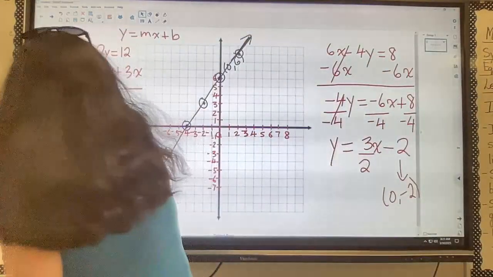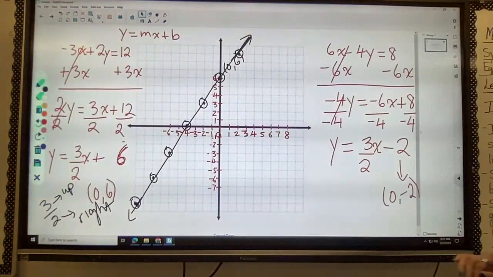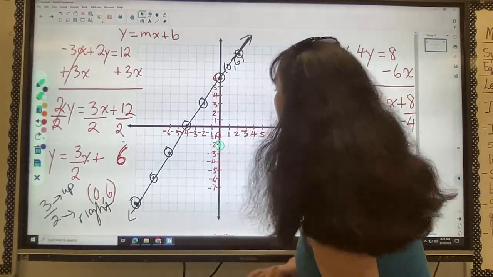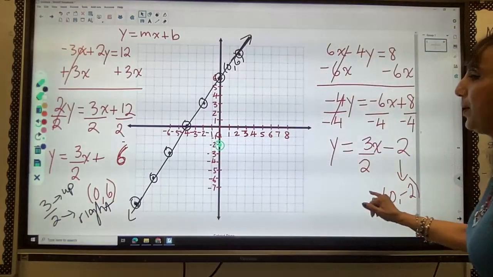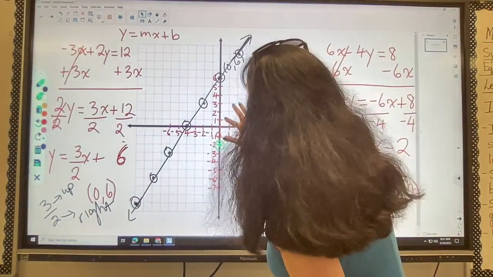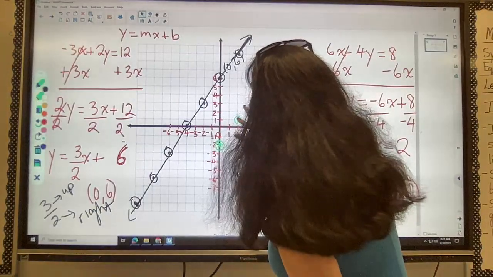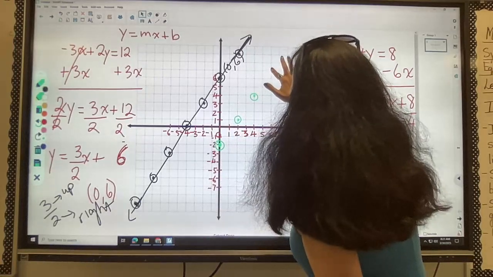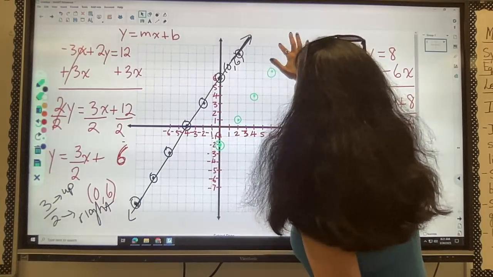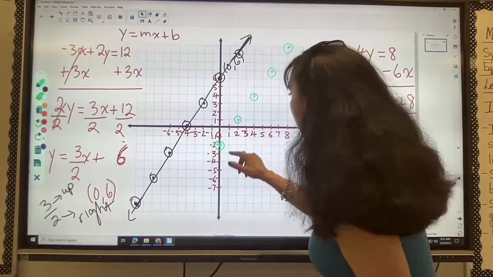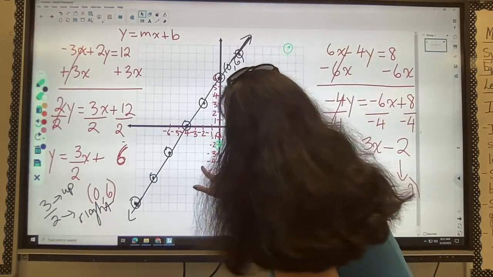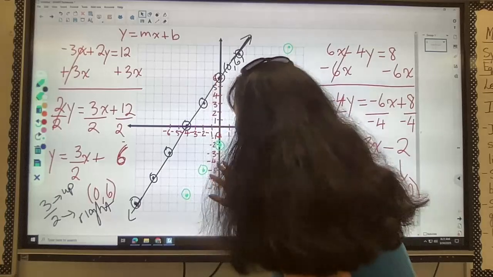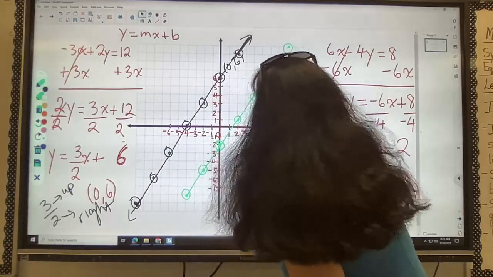So let me use the color green. And it said 0, negative 2. So here is 0, negative 2. And then we are going 3 up, 2 right. So 1, 2, 3, 1, 2, and I repeat that across the graph. And so look at my line.